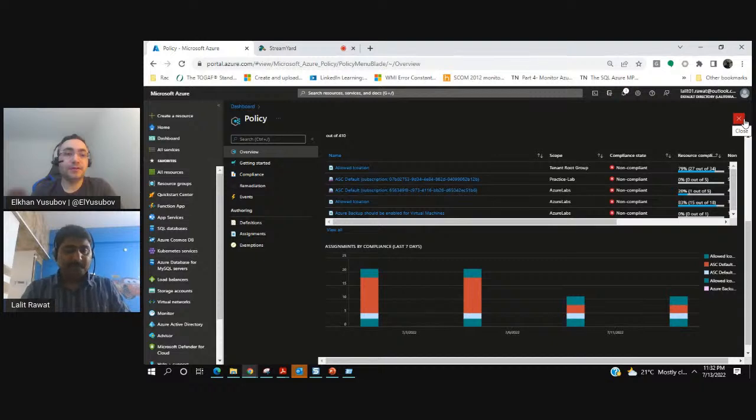Yes, I think that's really good, Lalit, that you put this demo in place and have these red non-compliant items. Because we came to the end of the session already, an hour past.